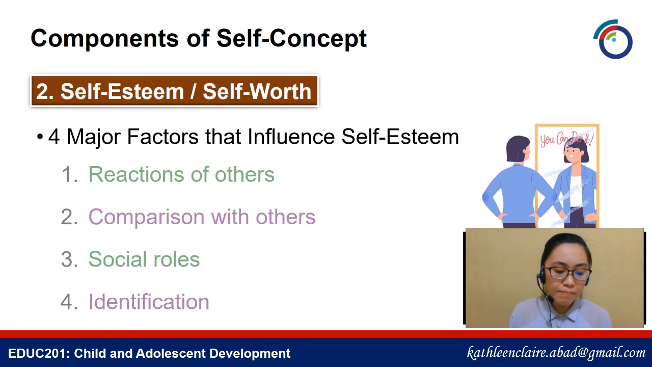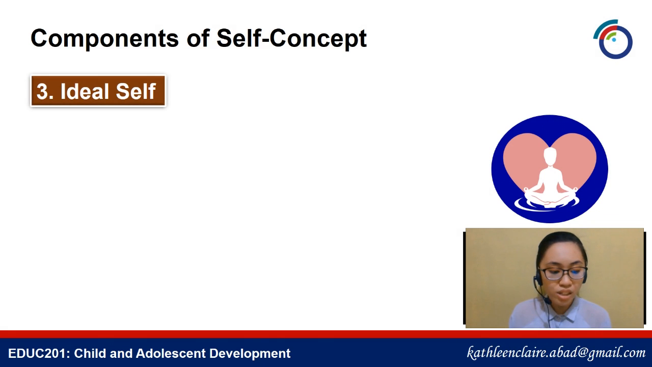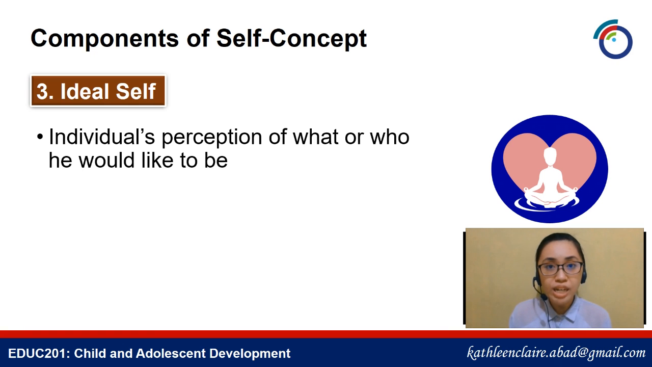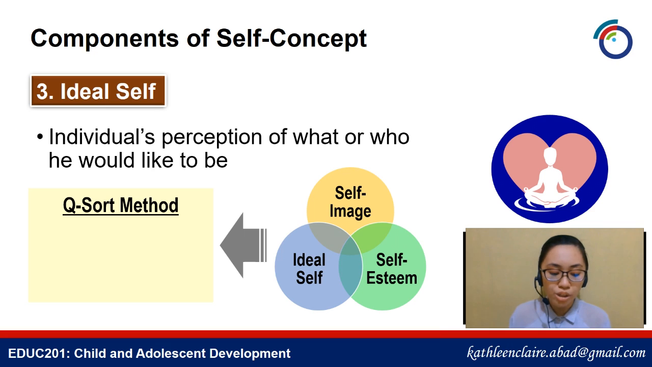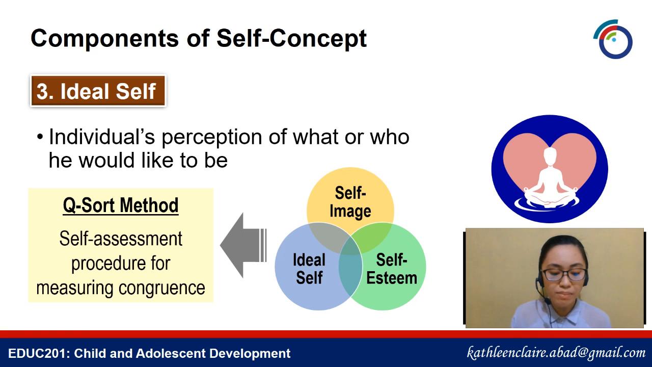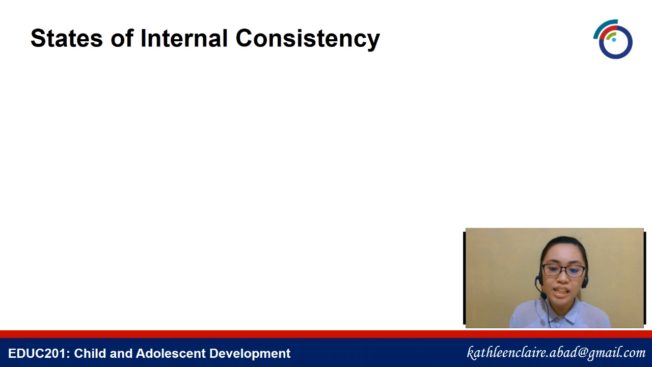Okay? And number 3, or yung ating third component of self-concept is the ideal self. So this is the individual's perception of what or who he'd like to be. Okay, ano ba yung gusto mong maging? Ito yung dream self mo, ideal self nga. There is an intimate relationship between self-image, ideal self, and self-esteem. So ito ay mini-measure using the Q-sort method. So, ang Q-sort method na ito is a self-assessment procedure for measuring congruence. Pag sinabi natin congruence, this is a state of internal consistency which Carl Rogers saw as important to healthy personality growth.